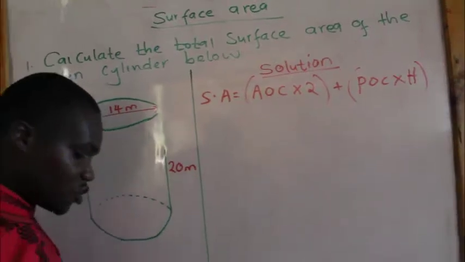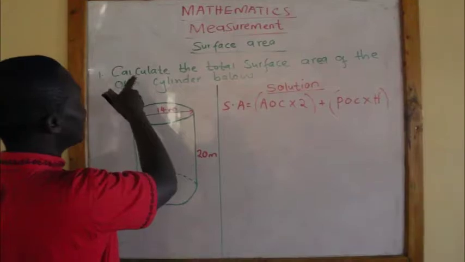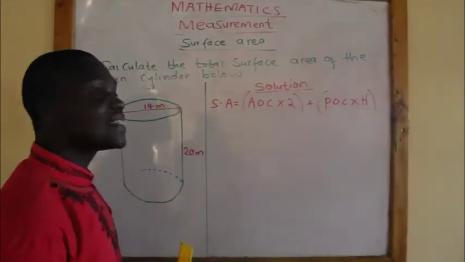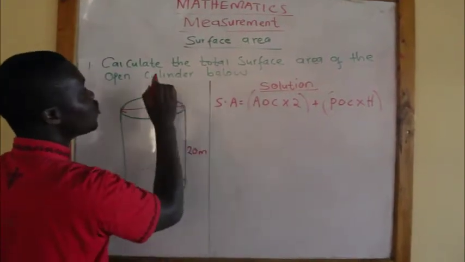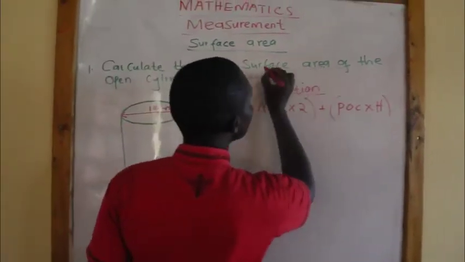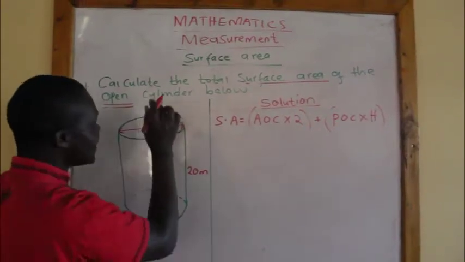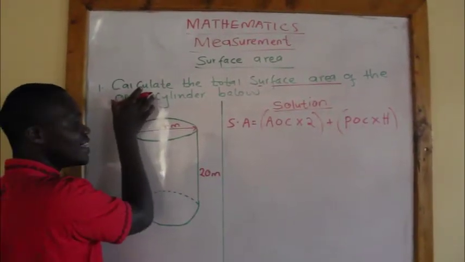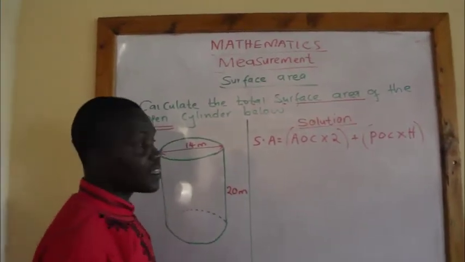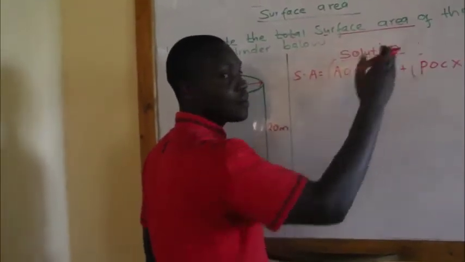So let us go to our question before we begin tackling. The question states: calculate the total surface area of the open cylinder. I told you, learners, you read the question and you underline the key areas. The question is saying surface area of the open cylinder. This word here is going to give us the appropriate answer. So the formula is area of cross section times 2 plus perimeter of cross section times height.